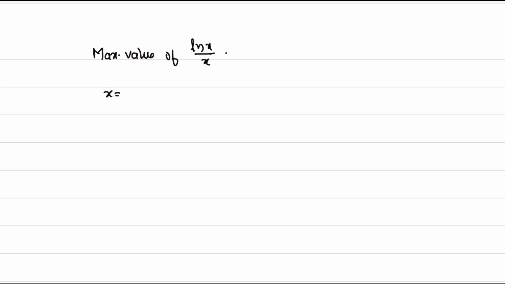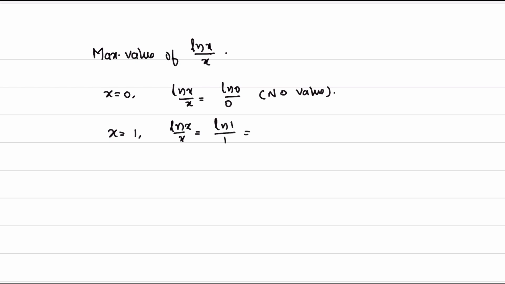For x equal to 0, ln x by x is equal to ln 0 by 0. It has no solution, no value, no definition. When x is equal to 1, ln x by x is equal to ln 1 by 1, and ln 1 is nothing but 0. 0 by 1 is equal to 0.